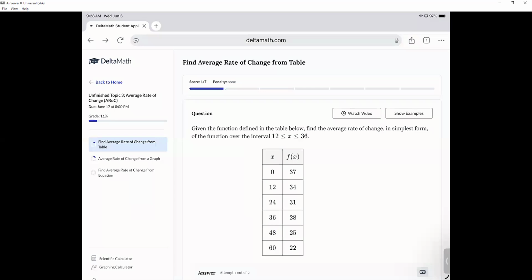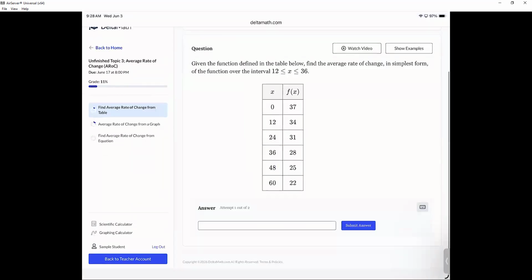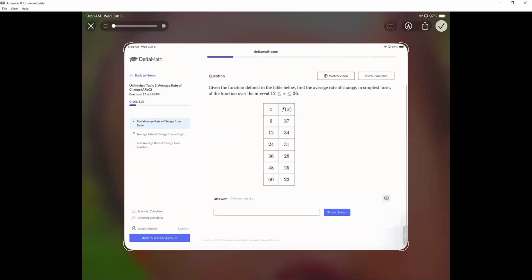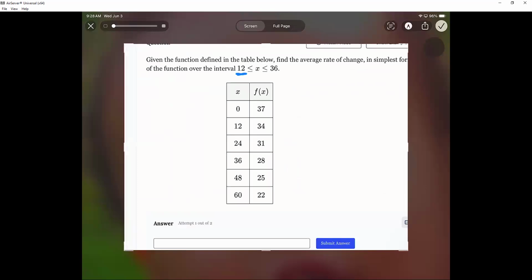Again, we've got a table of values. I'm going to take a picture. Now we need to focus on 2 entries. The 2 entries are 12 and 36. So I come here, 12, 36. These are the 2 that I'm going to use.